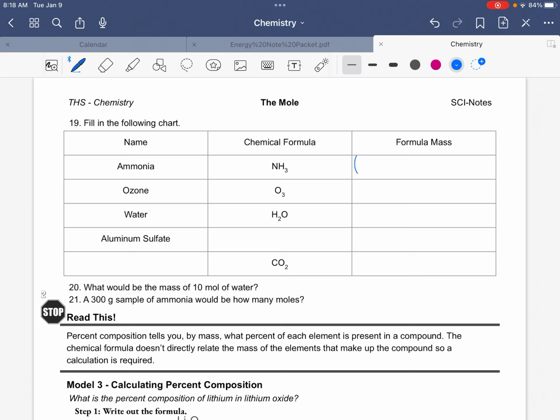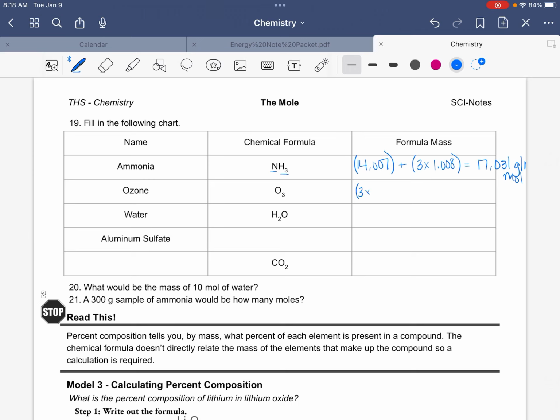So we have a single mole of nitrogen, so we're just going to have 14.007, plus we have 3 hydrogens, so 3 times the mass of hydrogen, 1.008. And we're going to get 17.031, and then the unit is grams per mole, because this is formula mass.